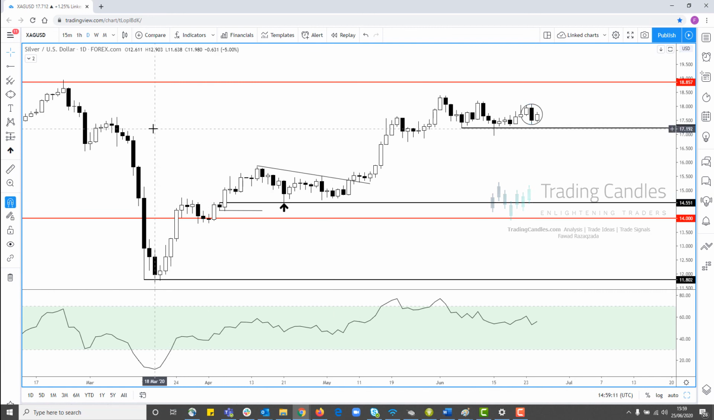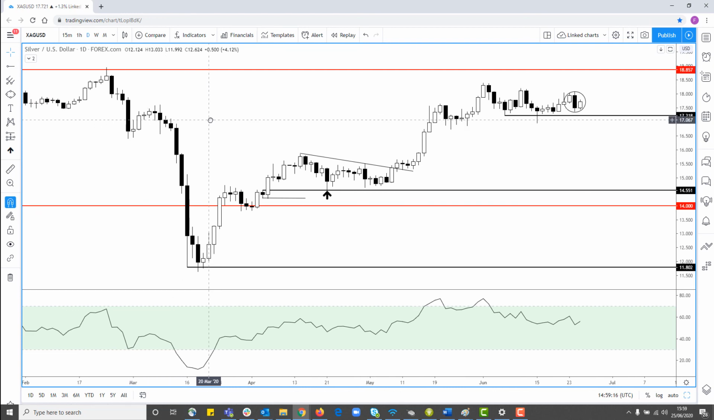So yeah, just wanted to share that with you guys, give you an example of how a false breakout looks like and how you could trade it.